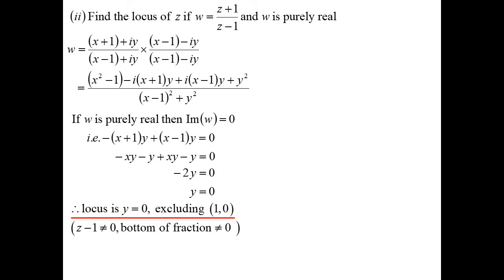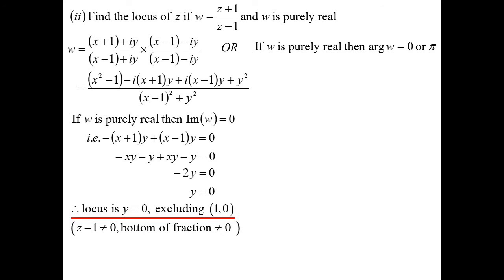However, it will exclude 1, 0. That 1, 0 would not work because if you said z was equal to 1, look what happens to the actual function itself. We end up with 0 on the bottom of the fraction. And you can't have 0 on the bottom of the fraction. So I know I've got to exclude that particular point.